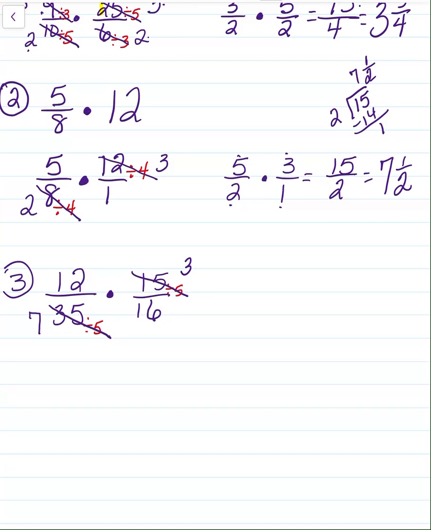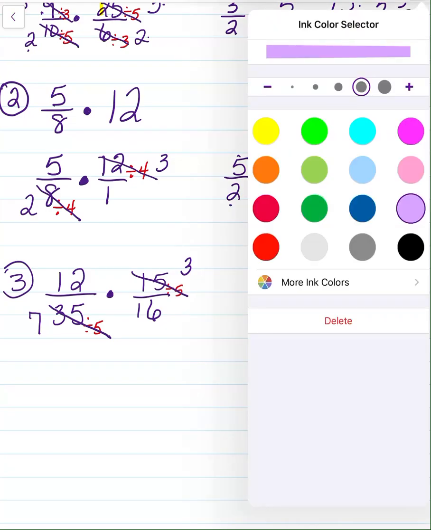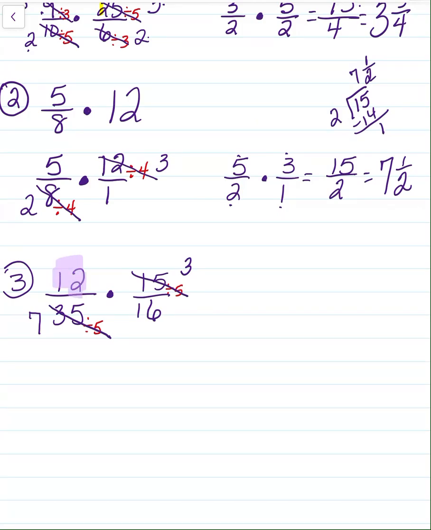Now I'm going to look at 12 and 16. Oops, sorry about that. 12, 16. What number can go into 12 and 16? 2 can, 4 can, 6... no, 6 can't. So let's use 4. So I'm going to say 12 divided by 4 and 16 divided by 4. So 12 divided by 4 is 3, and 16 divided by 4 is 4.